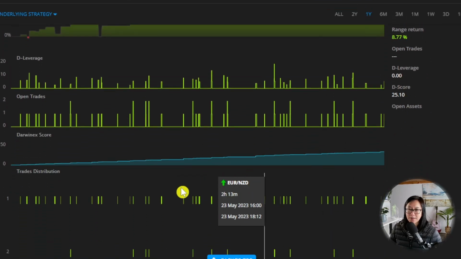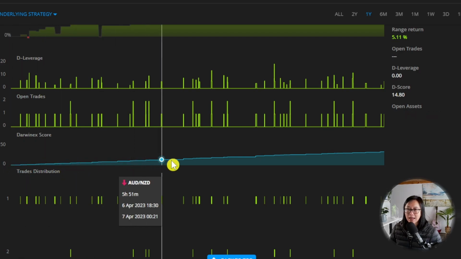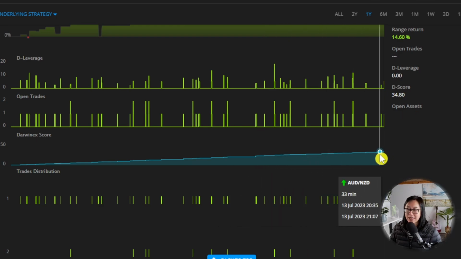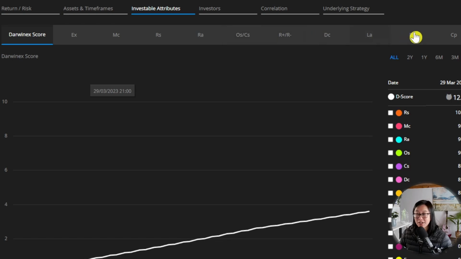And if I scroll down, this is my Darwinex score. When I first started, it was probably at 0, and currently as I make more and more trades, the Darwinex score is increasing. So maybe I'll give it a few more months, see if my score will improve from 35. There are so many different attributes. I honestly am not an expert in these, and I have no idea what half of them mean.